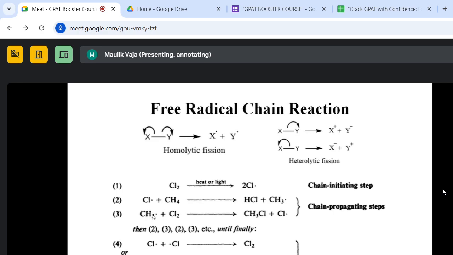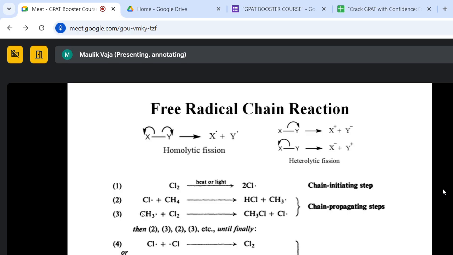And in another step, methyl free radical again reacts with chlorine. Here the chloride free radical converts methane to methyl free radical. So in the next step, the methyl free radical converts chlorine gas to chloride free radical, and this chloride free radical again reacts with methane to give methyl free radical, and this methyl free radical again reacts with chlorine gas to generate chloride free radical. Thus this is the chain propagation step.